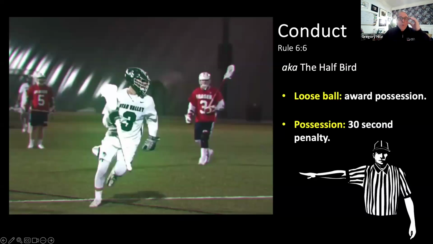Conduct. This is what we call the half bird. It's not the full unsportsmanlike conduct. It's just the half bird. This is a great way to sort of ramp up if you're trying to stop behavior that you don't like, right? If it's a loose ball and players are mouthing at you or mouthing at each other or starting to taunt each other, you can go conduct and you're just going to award the ball to the other team. If a team's in possession of the ball and you see that happening, you can either take the ball away or you can put somebody in the box for 30 seconds with a conduct foul, right?